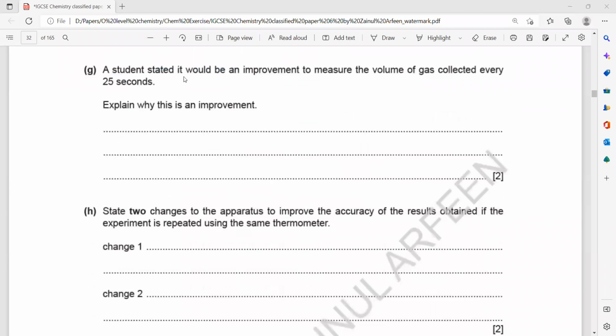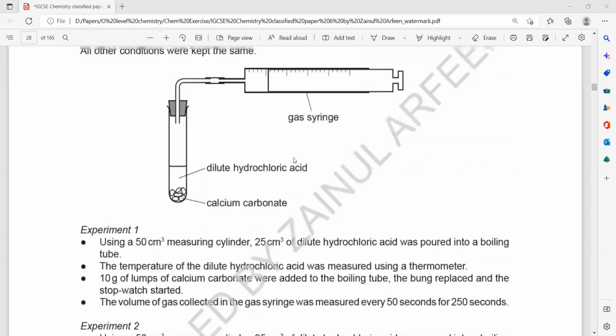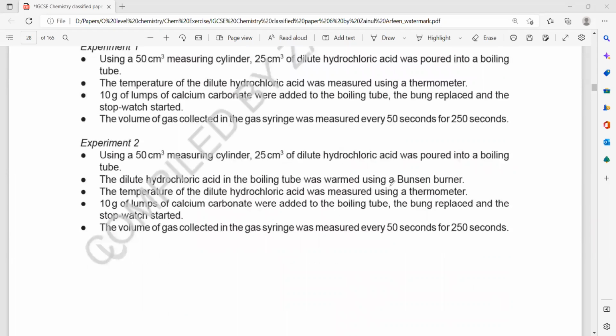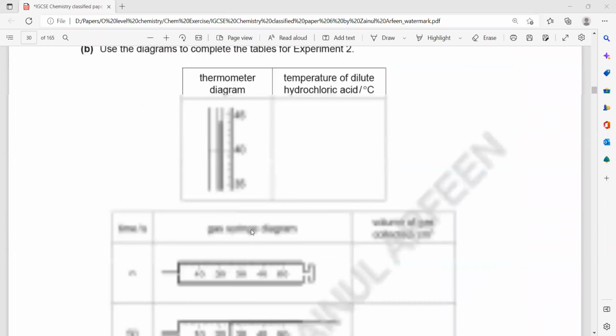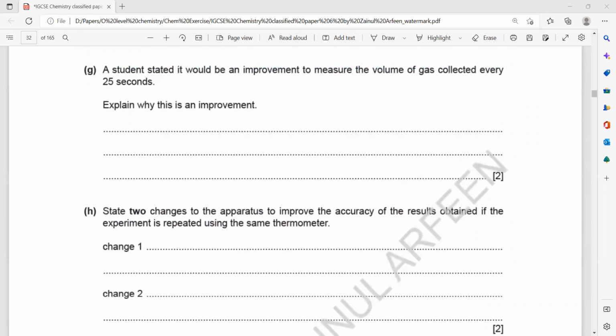A student stated it would be an improvement to measure the volume of gas every 25 seconds. Explain why this is an improvement. Like what we did, if you read the experiment, we were measuring the volume every 50 seconds for 250 seconds. But now the student is saying they will measure after every 25 seconds. How will this improve the experimental accuracy? You have more reliable and accurate readings. That's good. Because when you have more data, more points will be there, so you can plot a better graph or identify the trend easily.